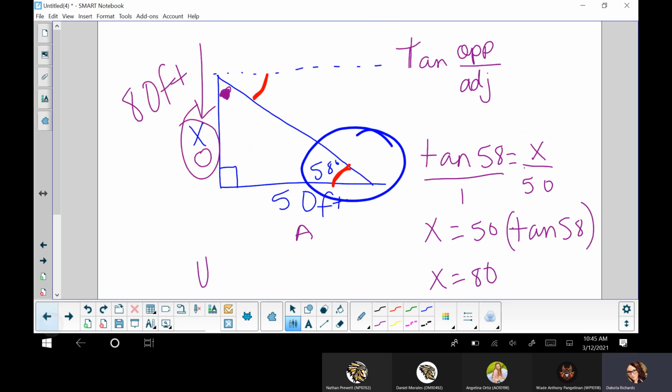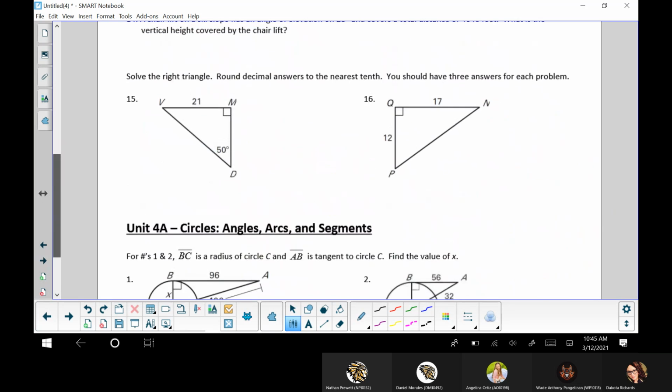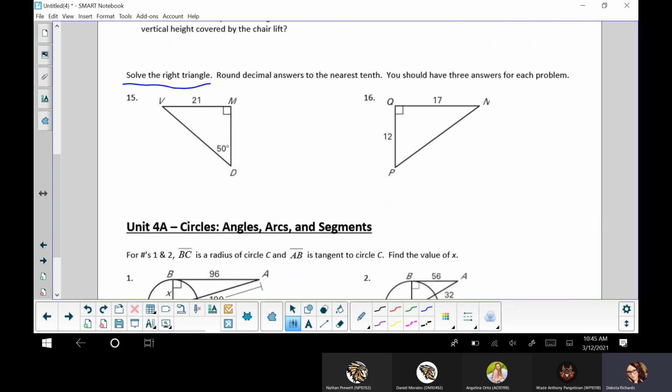So if we look at question 16, it says solve the right triangle. So that means you need 3 angles and 3 sides. When you have all the sides and all the angles, you have essentially solved the right triangle. Round your decimal answers to the nearest tenth. You should have 3 answers for each problem. What I can do is go ahead and give you the answers to 15 so you can check that later, and we'll go over 16.